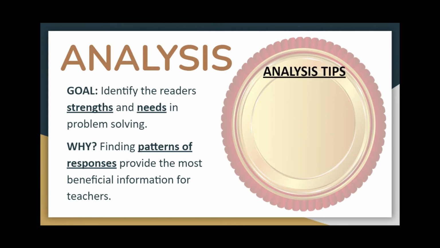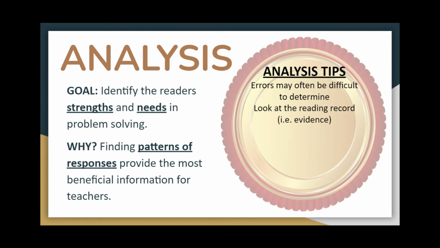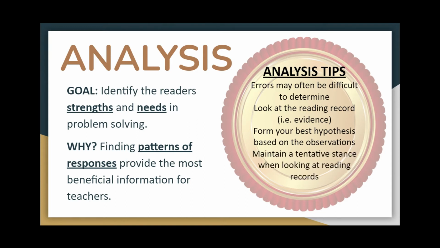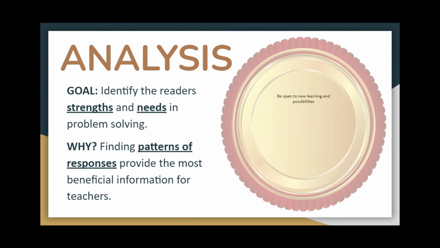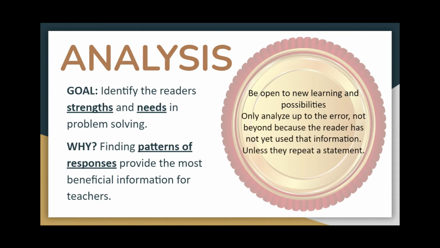Some of the analysis tips include: errors may often be difficult to determine. We have to look at the reading record as evidence, form our best hypothesis based on our observations, and maintain a tentative stance when looking at reading records. Other tips include being open to new learning and possibilities, and only analyze up to the error, not beyond the error, because the reader has not yet used that information unless they repeat that statement. And do not analyze insertions or omissions.